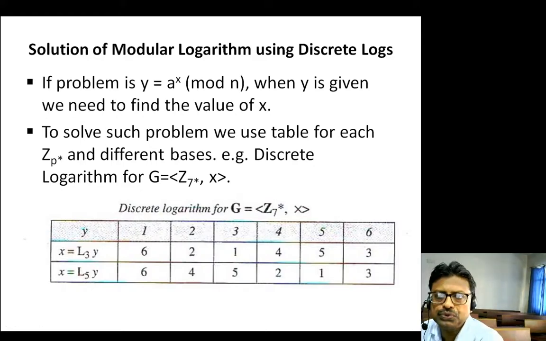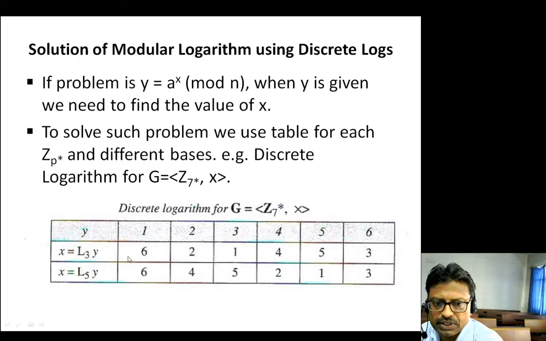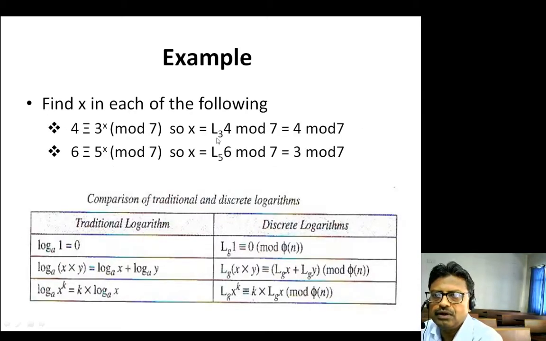Now how do we use this logarithm table? Suppose it is given that 4 is equal to 3 to the power x mod 7. If you have to find the value of x, how will you find it? x will be equal to log to the base 3 of 4 mod 7. So how much is log to the base 3 of 4? You can see it with this table. Log to the base 3 with y equal to 4 is 4. So log to the base 3 of 4 mod 7 is equal to 4.